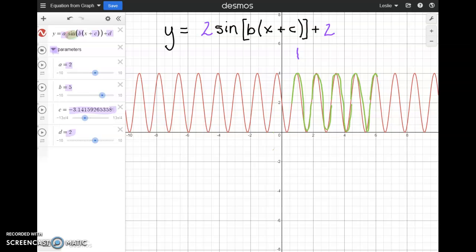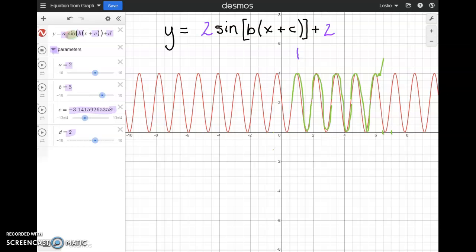Let's see, 6.2, that would be 7 there. That would be 6.5. So yeah, that's about right. 6.28 is about here. And so I don't have a full final cycle of sine.